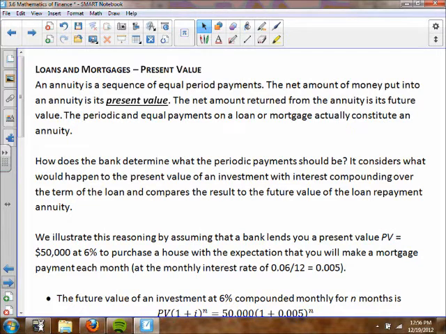But how does the bank determine what the periodic payment should be? It considers what would happen to the present value of an investment with interest compounding over the term of the loan and compares the result to the future value of the loan repayment annuity.